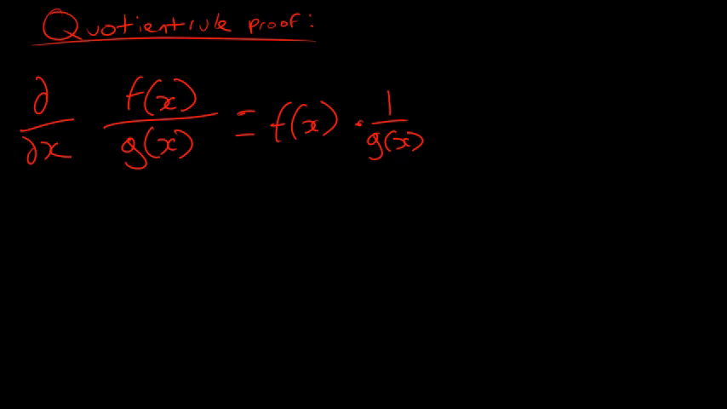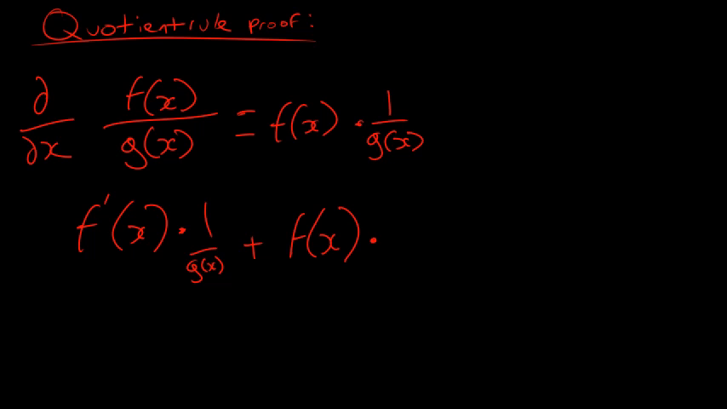The product rule being the derivative of the first times the second, plus the derivative of the second times the first. So here the derivative of the first, the derivative of f of x, can just be f prime of x, times the second, which is just 1 over g of x. Now this can obviously simplify down, but we'll do that later. Plus the first, which is just f of x, times the derivative of the second.